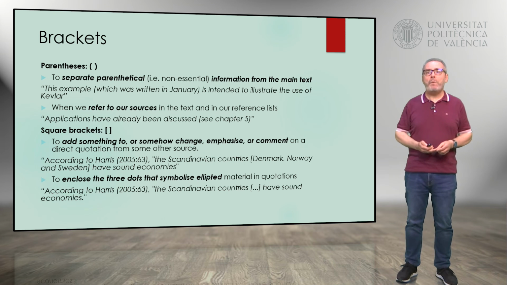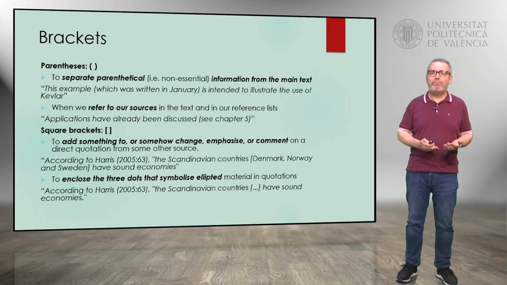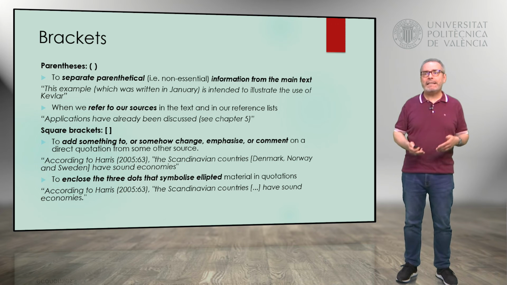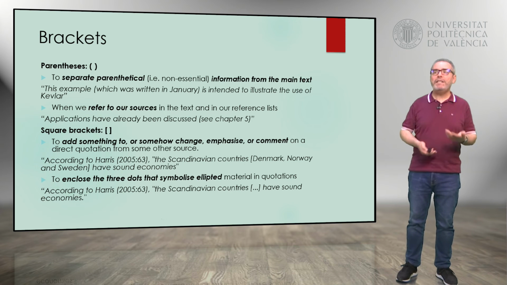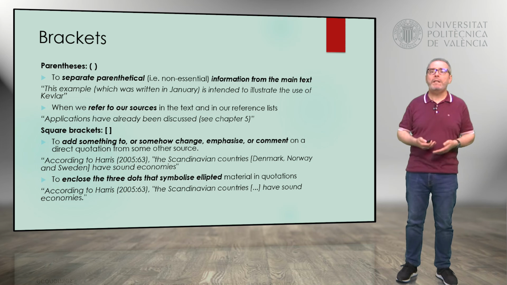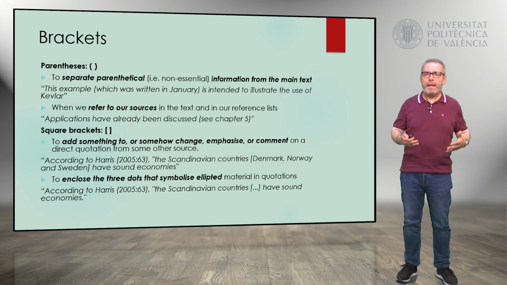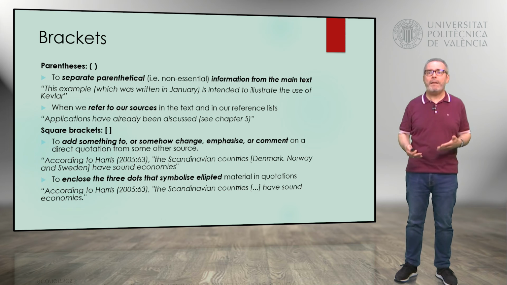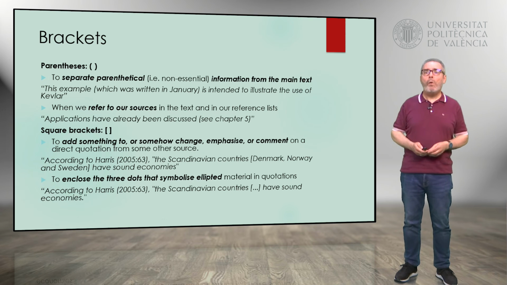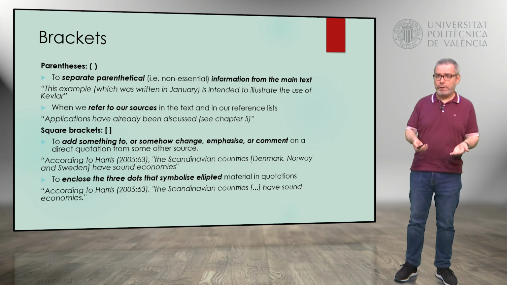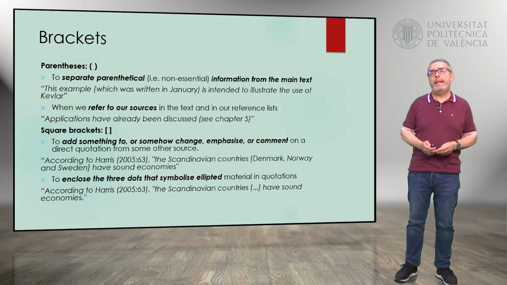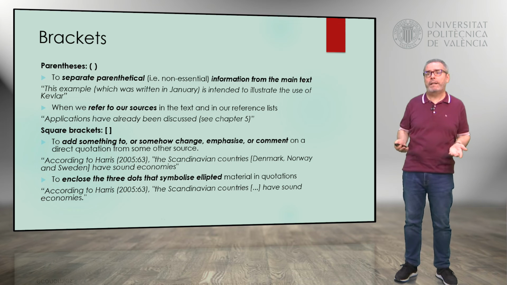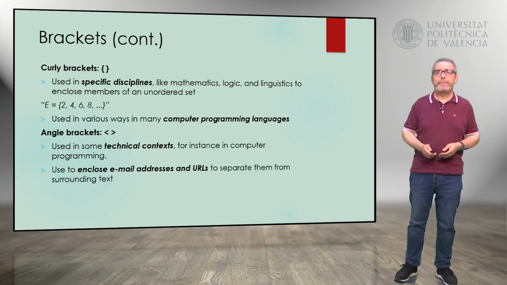And also we have square brackets, which are less widely used. They add something or someone change the emphasis or comment within a direct quotation. For example, to explain something within a quotation. Or it is also used to enclose the 3 dots that symbolize, in a quotation, an elliptical part, something that has been omitted.